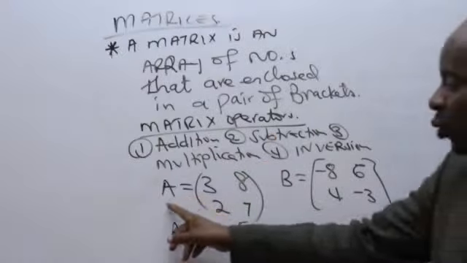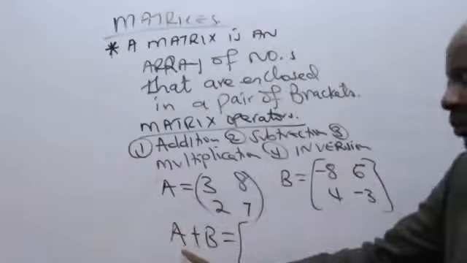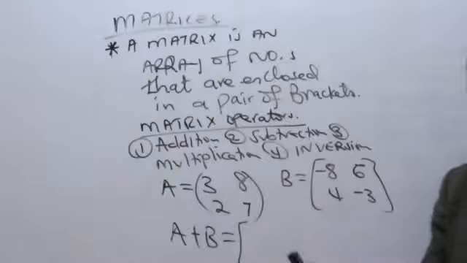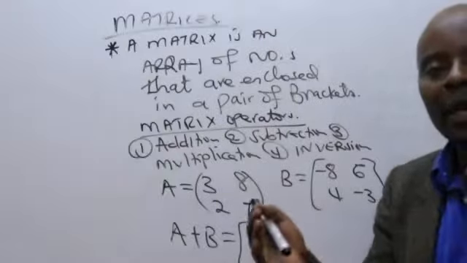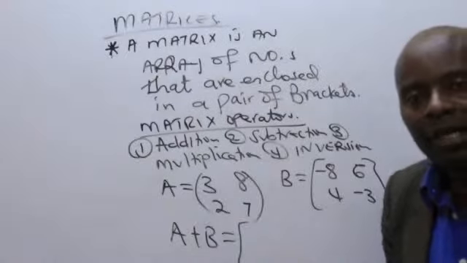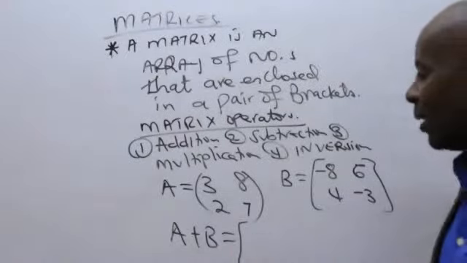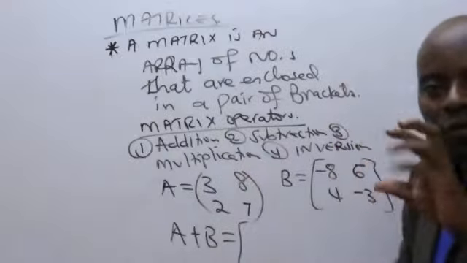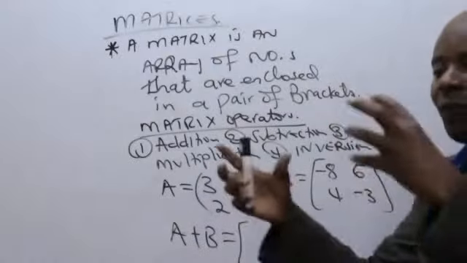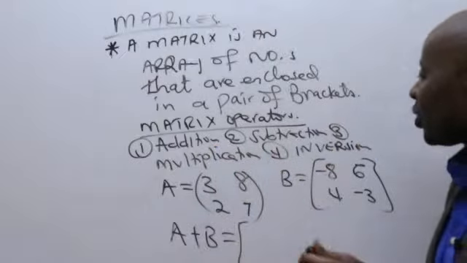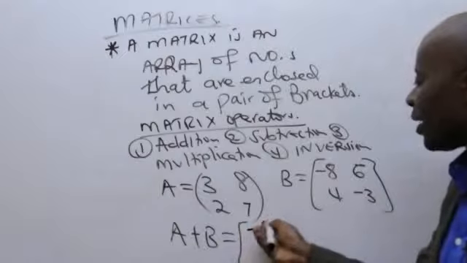We are given two matrices A and B, and somebody tells us to add them. So A plus B. Remember, for matrix addition, we add corresponding elements. Like these 3 and negative 8, they are the first elements of their respective matrices. You combine them, so we have 3 plus minus 8, that will give us minus 5.